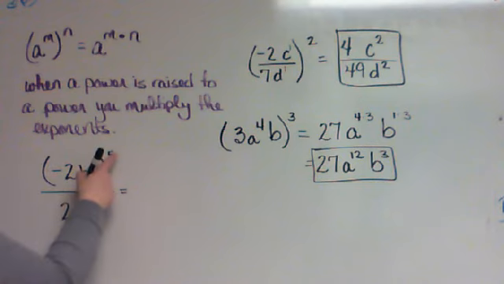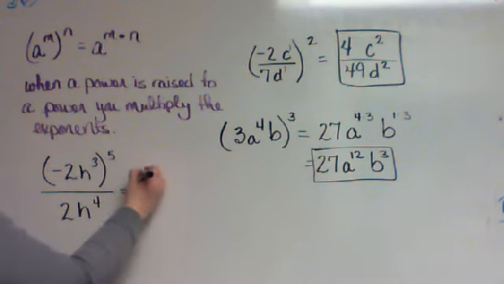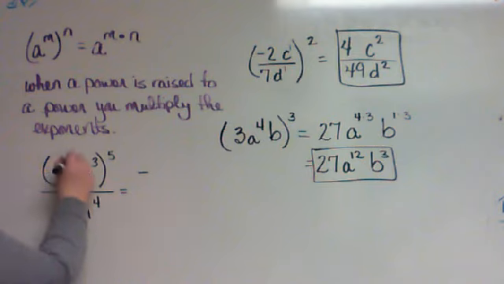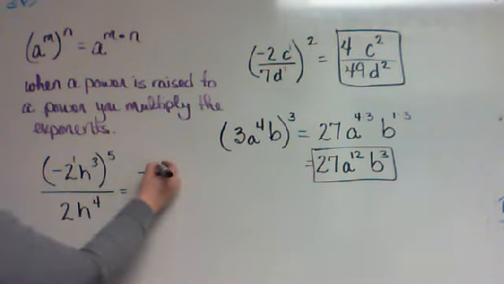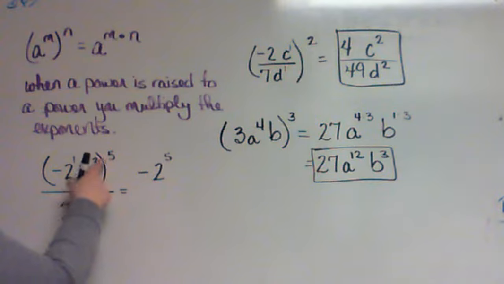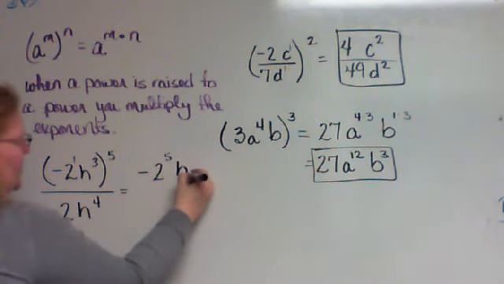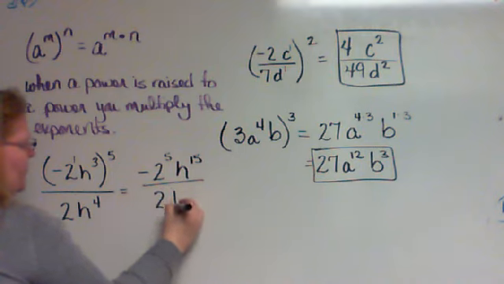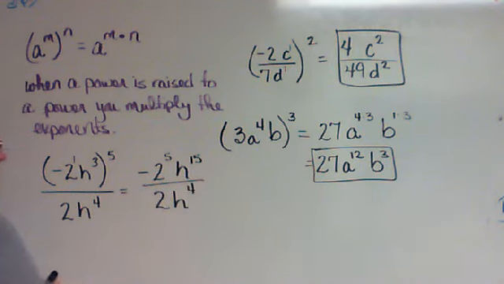A negative to an odd exponent makes it a negative, so that's going to be there no matter what. And then 2 had an exponent of 1 times 5 gives me 2 to the 5th. And then h had an exponent of 3 times 5 gives me h to the 15th over 2h to the 4th.